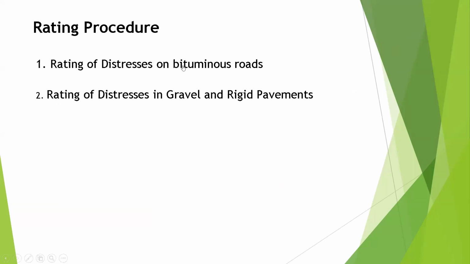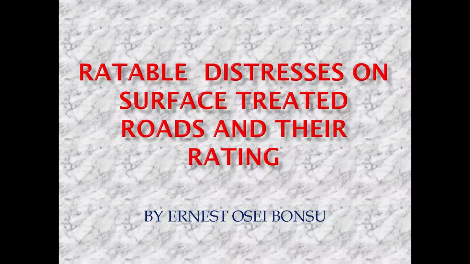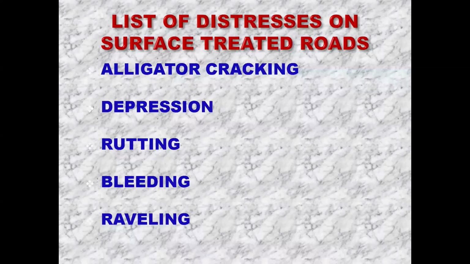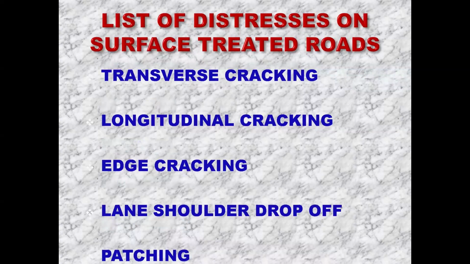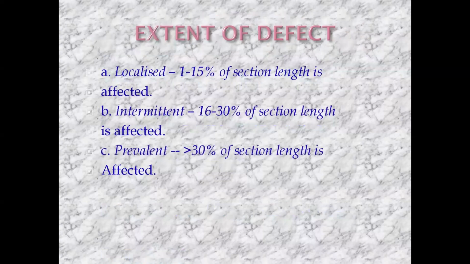So let's see how you rate one of the distresses. Rateable distresses of a surface treated road. Common distresses on flexible pavements are alligator cracking or fishnet cracking, depressions, rutting, raveling, transverse cracking, longitudinal cracking, edge breaking, lane or shoulder drop-off, and patching. Now, the extent I've already talked about, the coverage of the section, because we've already fragmented your network into sections and subsections. So these sections are what you are dealing with.